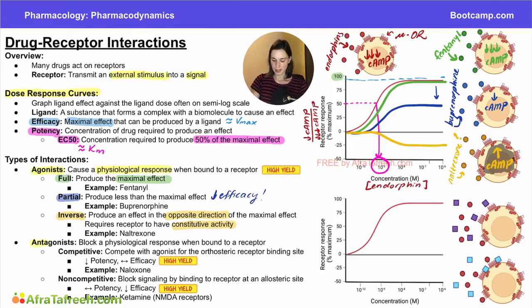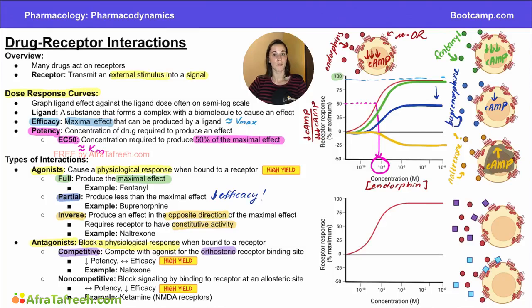Moving on now to antagonists, these are a class of drugs that instead of inducing a physiological response, block a physiological response when bound to the receptor. There's two different kinds of antagonists, and they're described by where on the receptor they bind. Competitive antagonists bind to the orthosteric site, which is defined as the site that the endogenous ligand binds to. So competitive antagonists must compete with the endogenous ligand for the receptor binding site.